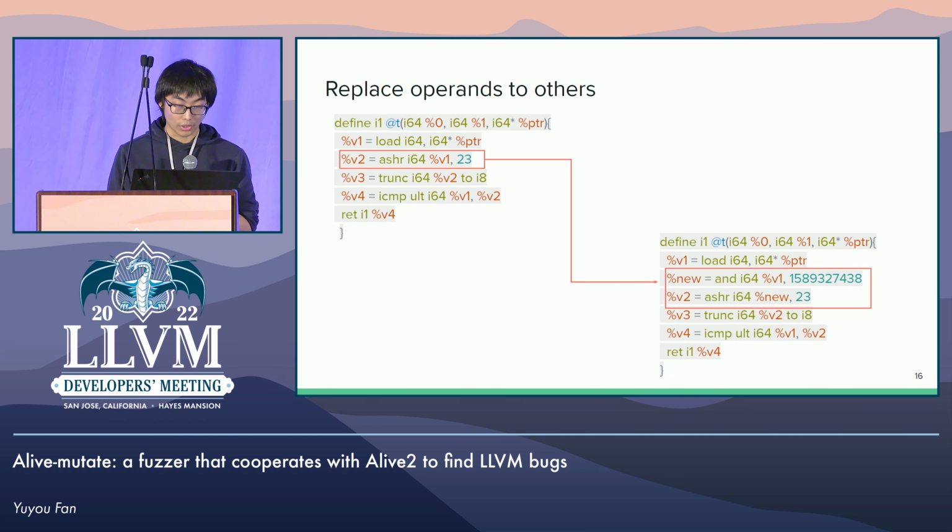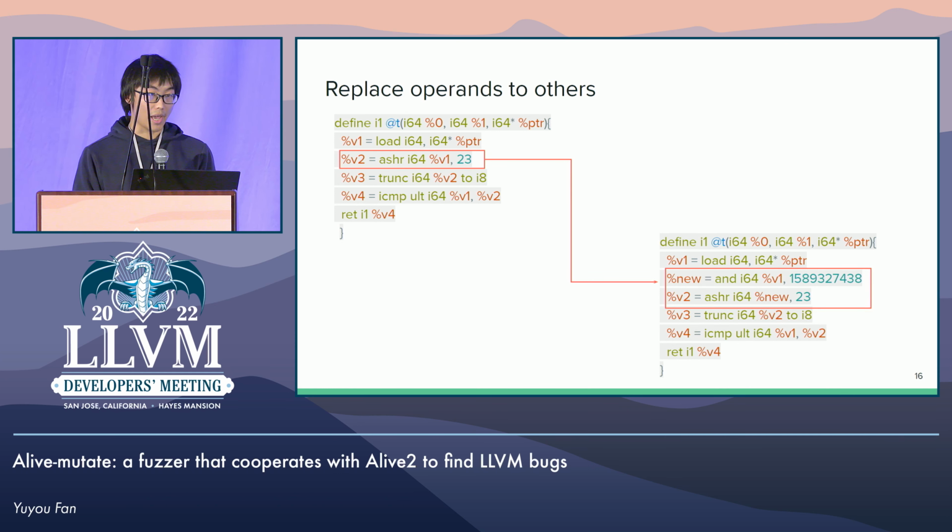Here, another mutation is called replace operand with others. In this example, we add a new instruction called new. New is an AND operation between v1 and a randomly generated number, and we changed the usage from v1 to this new instruction.